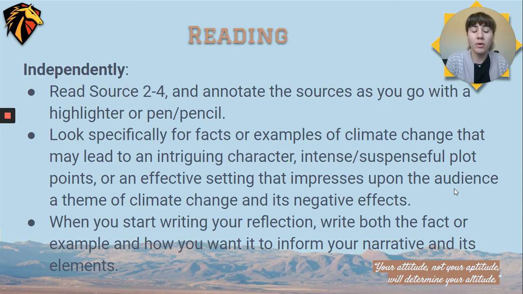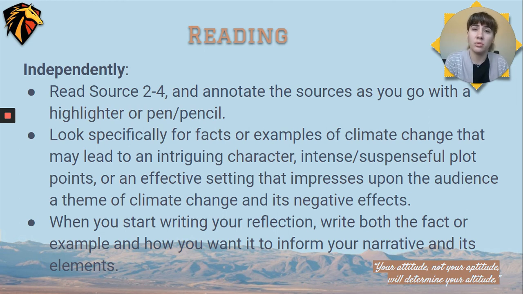So before we can move on to that story map, you need to read sources 2 through 4 and annotate the sources as you go with a highlighter or pen or pencil. You are looking specifically for facts or examples of climate change that may lead to an intriguing character, some way that it can shape your characters and the way they interact with their setting. Intense or suspenseful plot points. So is there something in nature that could present a serious problem for your characters? And lastly, an effective setting that impresses upon the audience a theme of climate change and its negative effects.